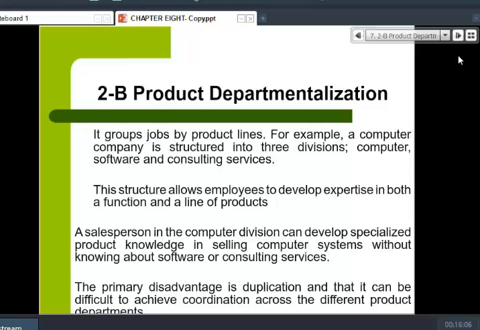The primary disadvantage is the duplication, and it could be difficult to achieve coordination across the different product departments. So we might have two departments having the same work.